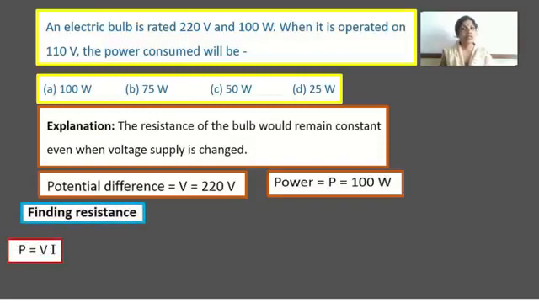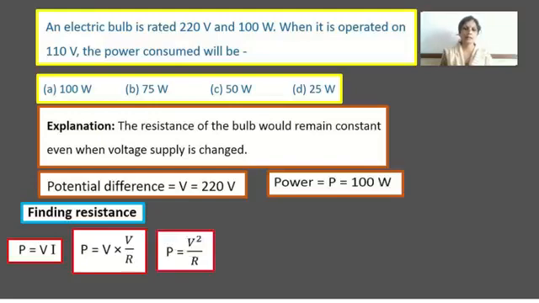Now check out, is I given to you? We are not given the current. So what will we do? We will make use of Ohm's law. And according to Ohm's law, I is equal to V upon R. So we will substitute that. We will get P is equal to V square upon R. So change the formula to R. R is equal to V square upon P.